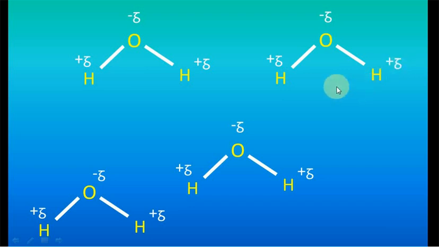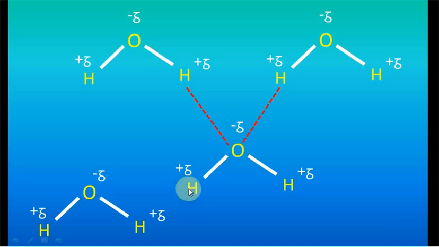In hydrogen bond, this is partial negative. Oxygen here has a partial negative charge, and hydrogen has a partial positive charge. They will be attracted like a magnet. This is called hydrogen bond between two molecules, one molecule and another molecule. And this oxygen has a partial negative, this hydrogen has a partial positive. They will be attracted by hydrogen bond like two magnets with each other.